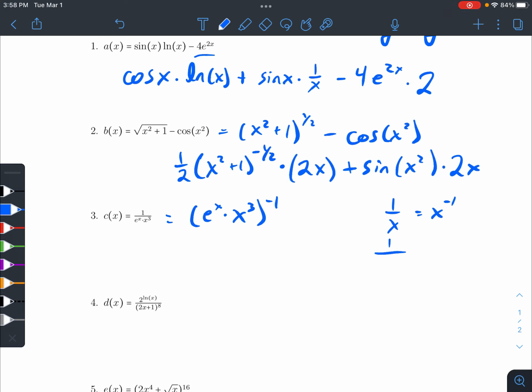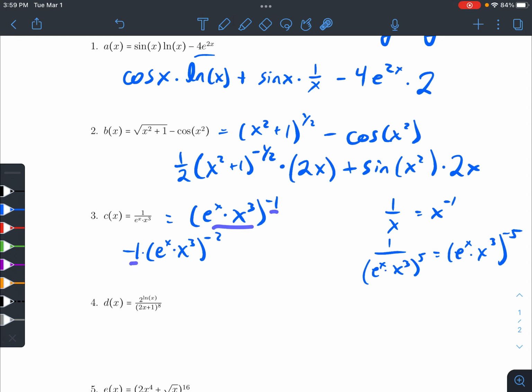If this was like 1 over e to the x times x cubed to the 5th, this would be e to the x times x cubed to the negative 5th. Right, same sort of concept. And so when I do my derivative, I'm going to bring that negative 1 down, keep the inside the same, negative 2. So the derivative of something to the negative 1 is negative 1 times something to the negative 2, and then times the derivative of that something.